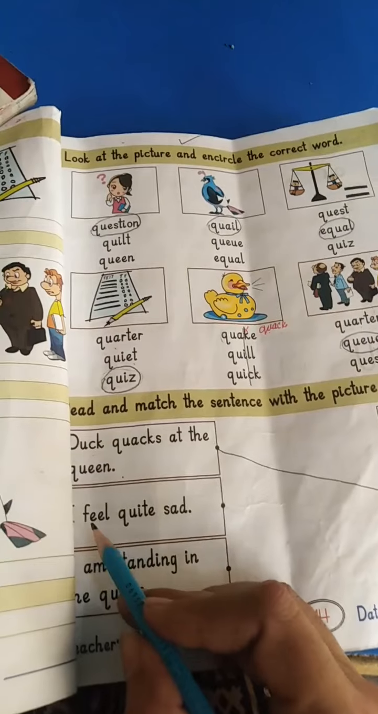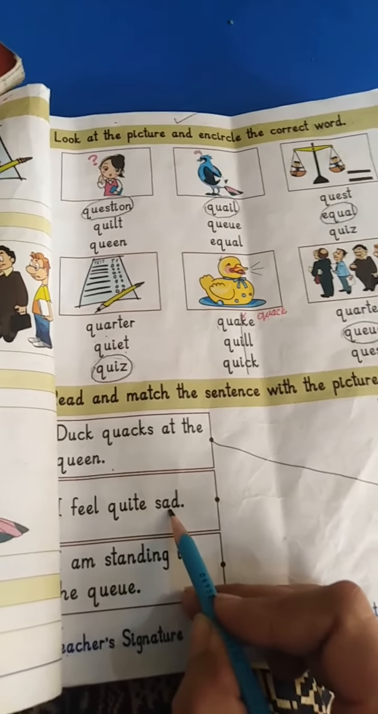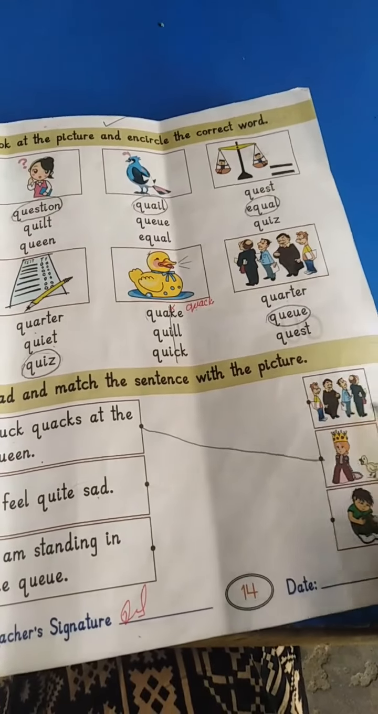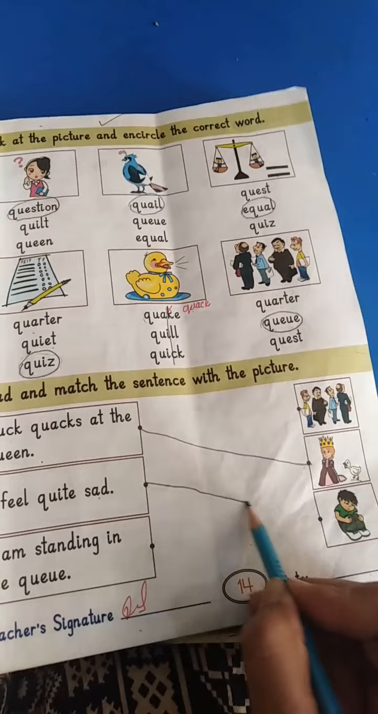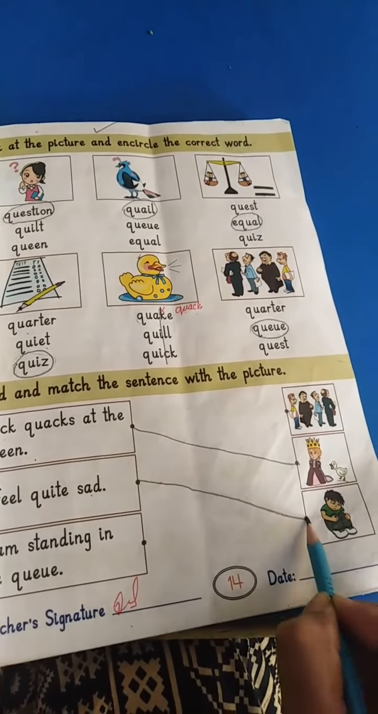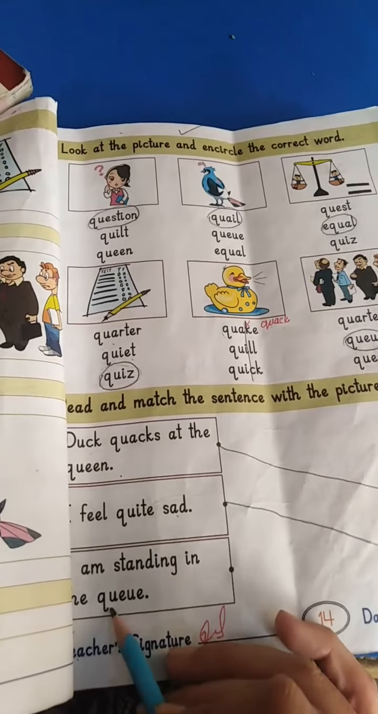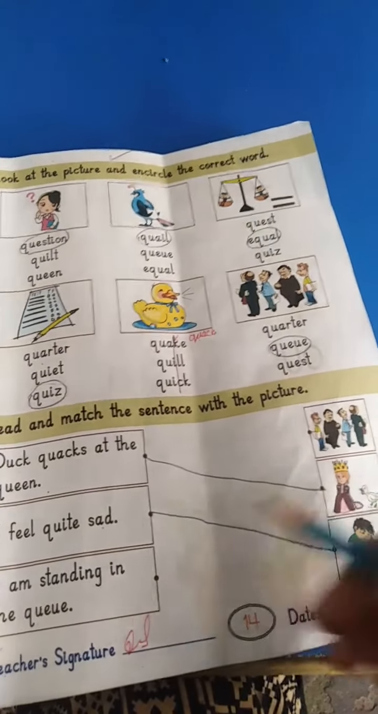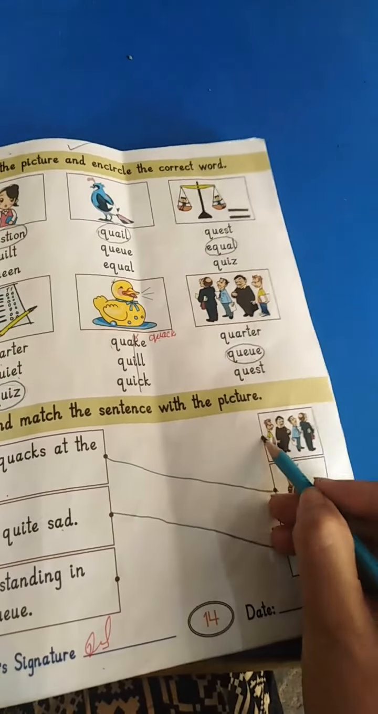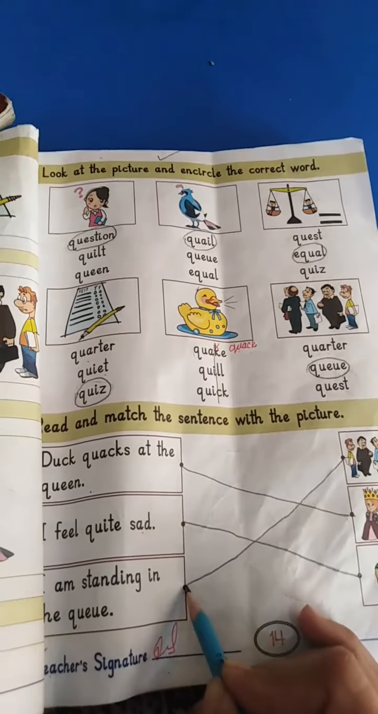Now next, I feel quite sad. Oh, I feel quite sad. No, this one, no, this one, yes. Wo sad baitha hua hai na, to isko match kar denge. I am standing in the queue. Oh no, I am standing in the queue. Main queue mein khada hoon. Where is the queue? Yes, this one. We match this queue to this sentence.